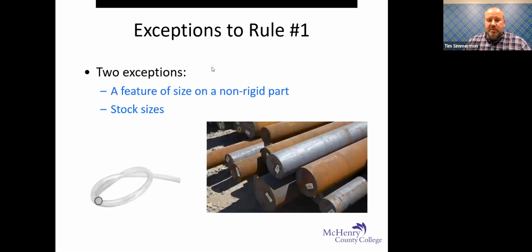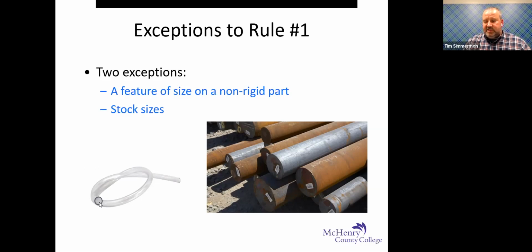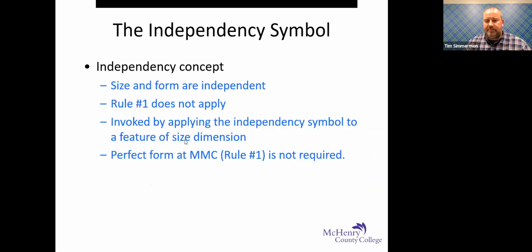The only exception to rule number one is the feature of size on a non-rigid part. I don't know if it's showing up pretty well, but I've got a clear plastic tube in the bottom left corner. They'll call that tube, they might say it's 2 inches in diameter, right? But since it's squishy, you can squish it back into shape. So you can't attach rule number one to a flexible part like that. And stock sizes or raw material sizes are also another area where it does not apply.